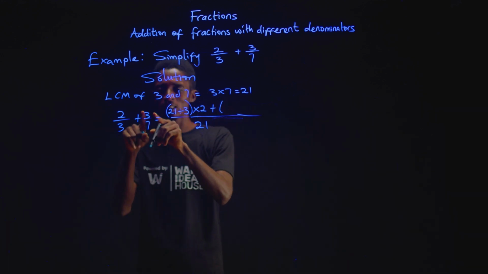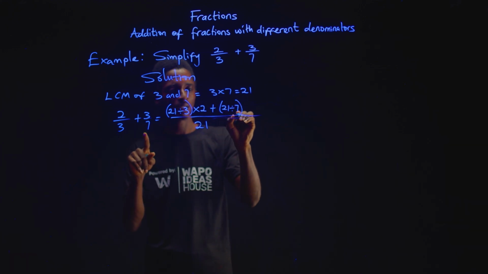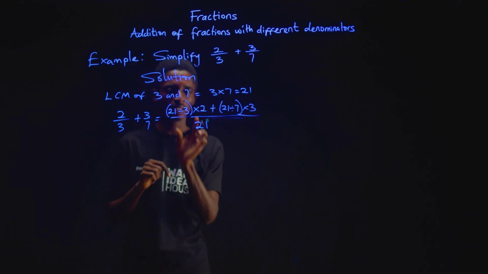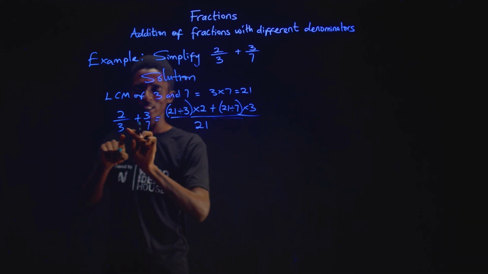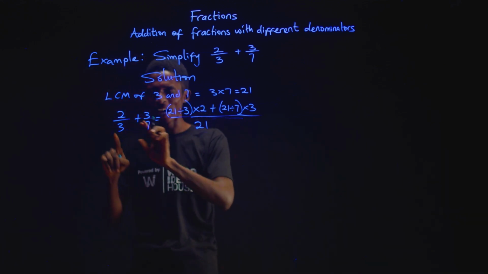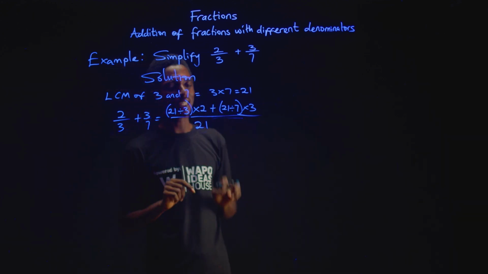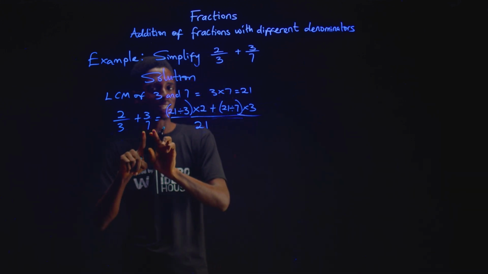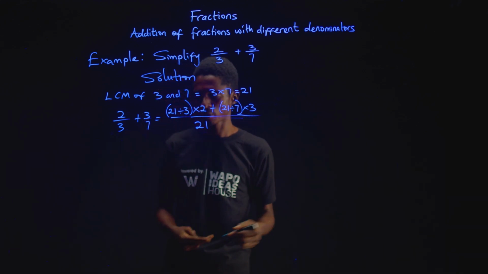Then we repeat for the second fraction. That is, this time we have 21 divided by 7, and then we multiply that by 3. Let me recap this so you do not get confused. We say the LCM divided by the denominator of the first fraction, that's in the brackets, then you multiply by the numerator of that same fraction. Then the plus sign, and then the same LCM again, divided by the denominator of the second fraction, in brackets, multiplied by the numerator of the second fraction.